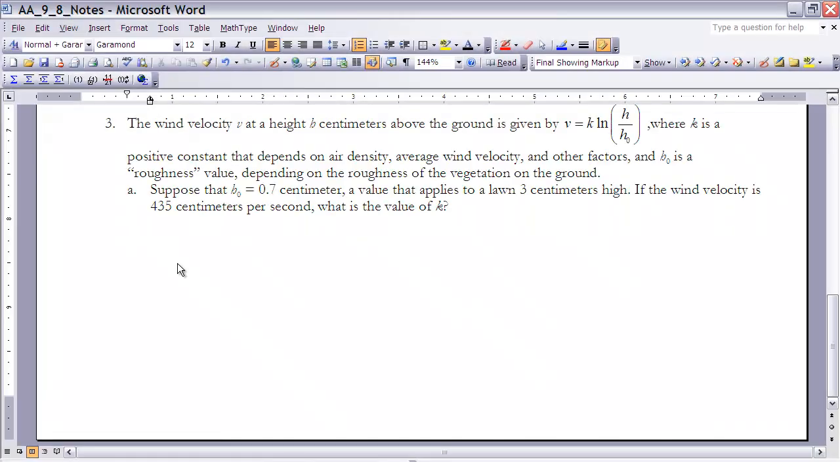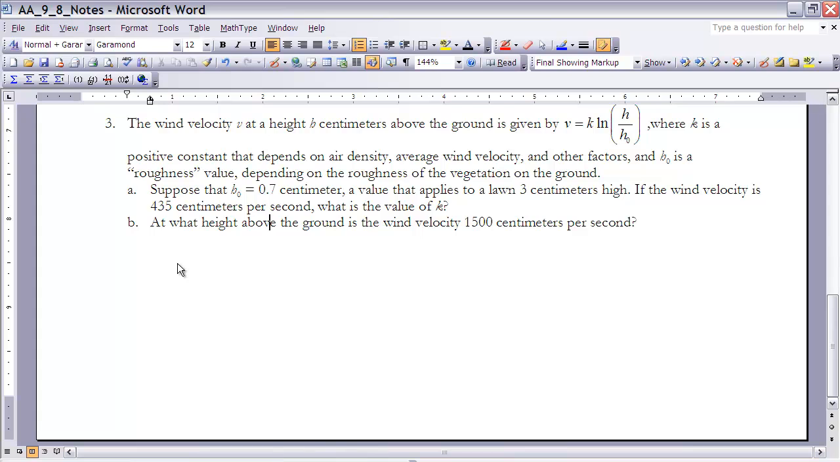So let's take a look at number 3 here. It says the wind velocity v at a height h centimeters above the ground is given by the formula v equals k times the ln of h over h sub 0, where k is a positive constant that depends on air density, average wind velocity, and other factors. And h sub 0 is a roughness value depending on the roughness of vegetation on the ground. Okay, so we have this formula, and we know a little bit about each of those variables. So really what we want to do is plug in the things that we know and solve for what we want to find.